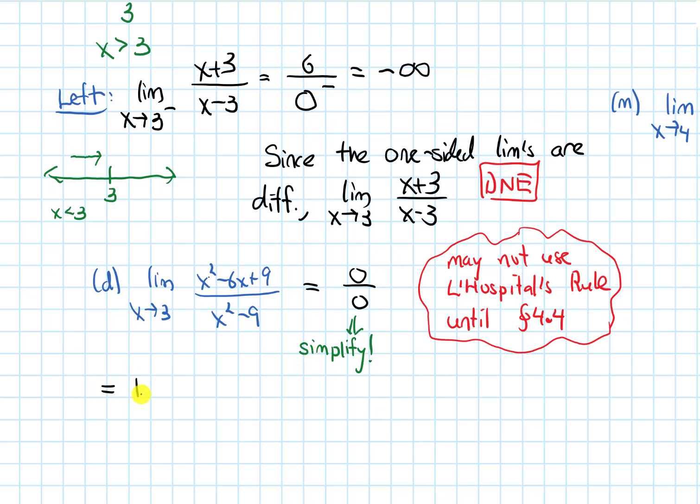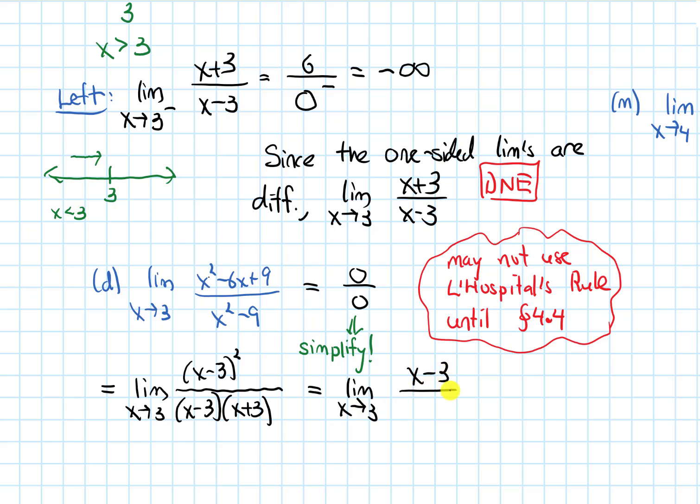All right, so let's simplify. We get the limit as x approaches 3. The top factors as x minus 3 squared. The bottom is a difference of squares, so that's x minus 3 times x plus 3. And now there's a little bit of cancellation, which is nice. Limit as x approaches 3, and I get x minus 3 left on the top, and x plus 3 left on the bottom.